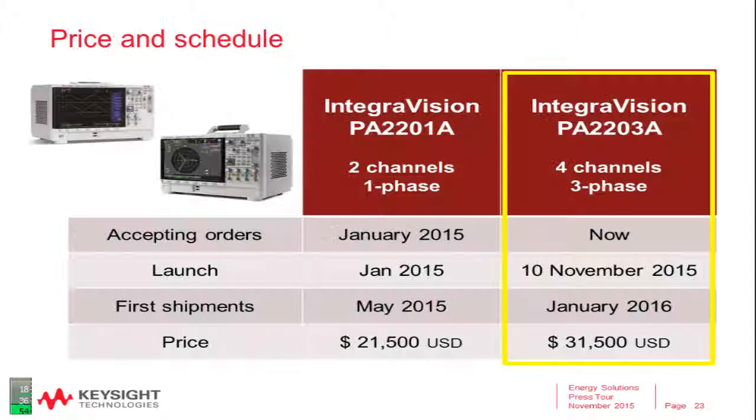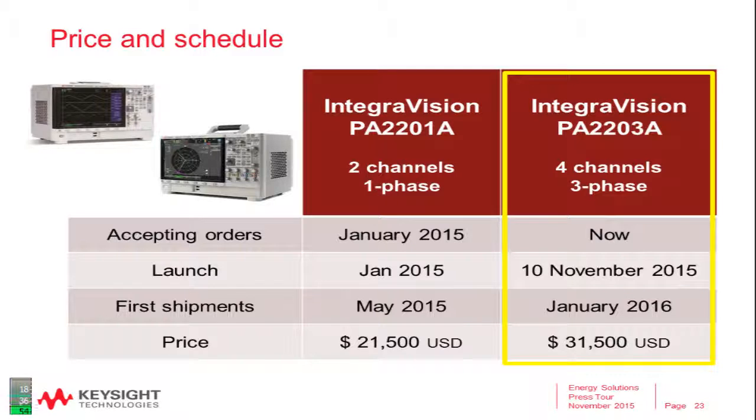So 2 more slides to quickly summarize. So today we shared with you the new product, the PA2203. This is a 4-channel, 3-phase product. We're actually accepting orders on this right now, so this is not a future product, it's a real product, really on the market today. It was launched this week. Our first shipments will be in January, so we're about 3 months away from shipments.